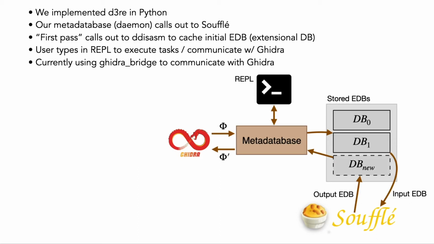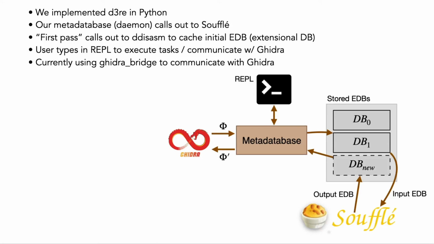To analyze a binary, a user types commands into a REPL, which then subsequently sends commands to the metadatabase daemon. This communication happens using protobufs under the hood to anticipate scalability going forward. We want to be able to ship large amounts of facts and databases between the metadatabase and the REPL, which is then going to be able to visualize those facts using Ghidra.